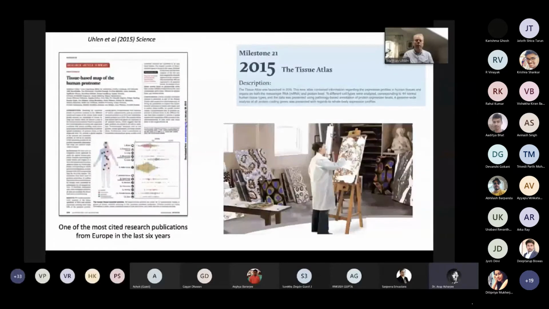5 years later, 2015, we published the first major paper in Science, the Tissue Atlas, and it is actually one of the most cited research publications from Europe in the last 6 years now. So we're very proud of that.